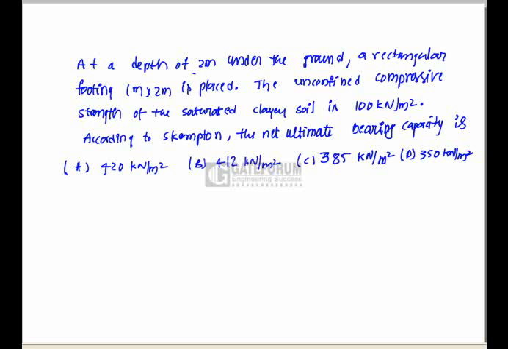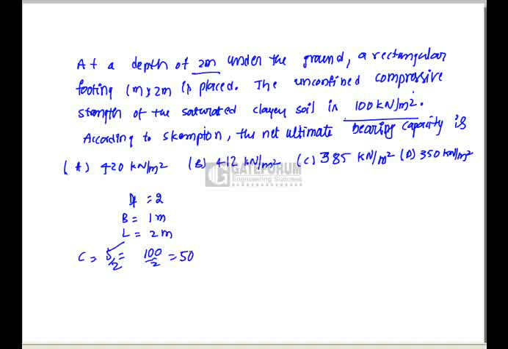At a depth of 2 meters, that is the depth of foundation is 2 meters under the ground, a rectangular footing 1 meter by 2 meter, that is width is 1 meter and length is 2 meters. The unconfined compressive strength of the saturated clay soil is 100 kilonewton per square meter. So cohesion C is equal to unconfined compressive strength divided by 2, that is 100 by 2, equal to 50 kilonewton per square meter.